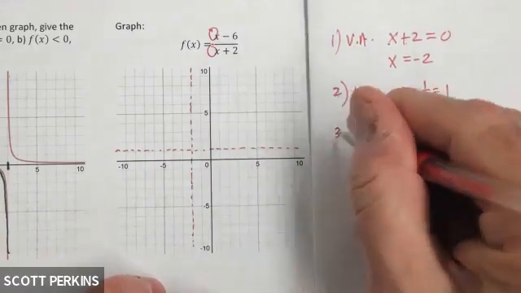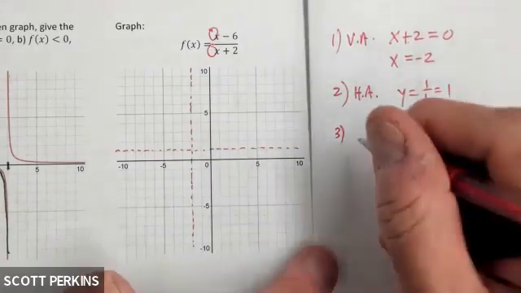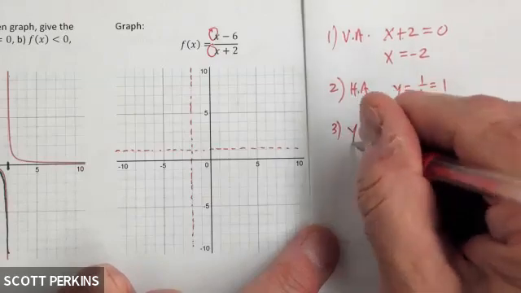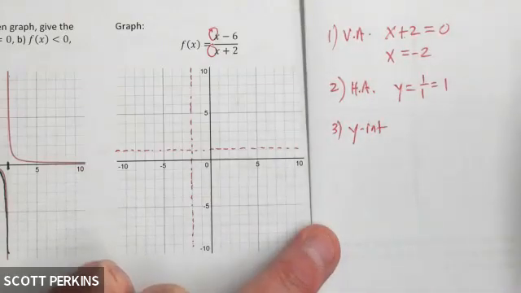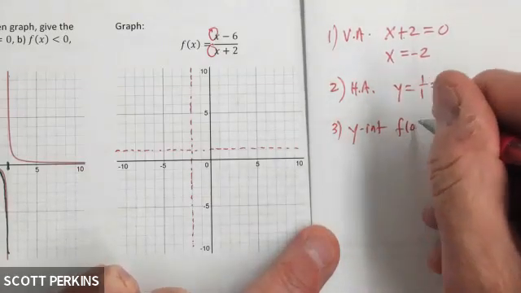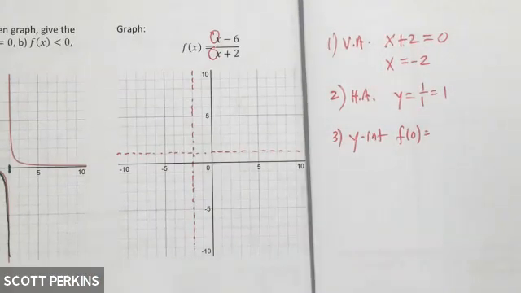All right, step 3. I want you to find the Y-intercept by plugging in 0 into the function. I'm going to give you 30 seconds to do that and mark that point on the graph.